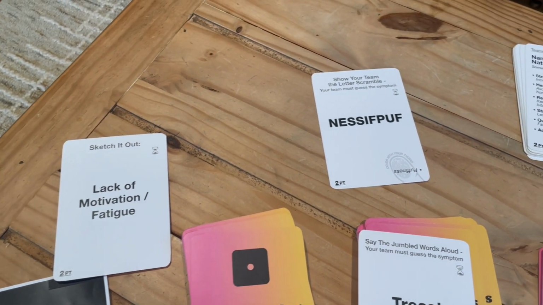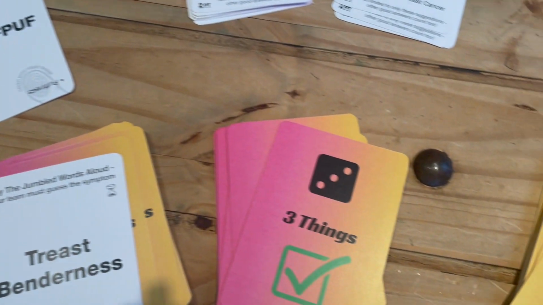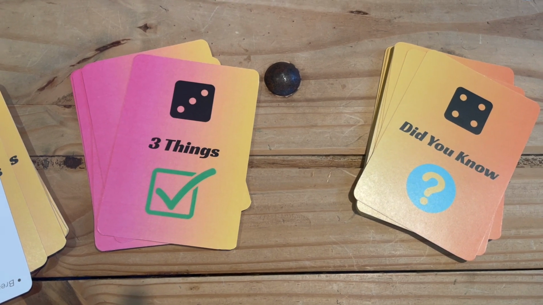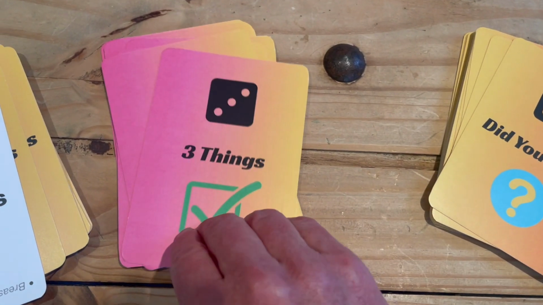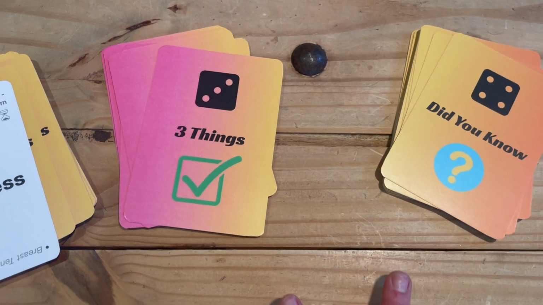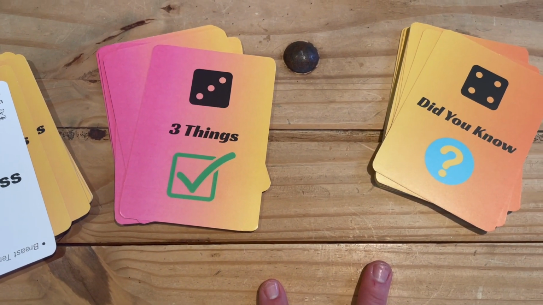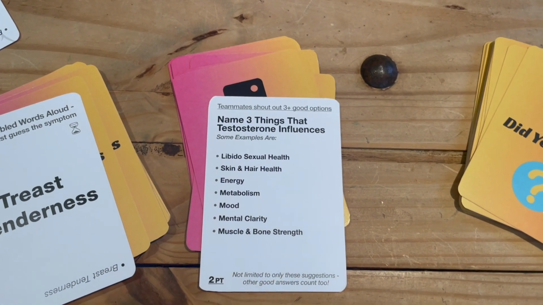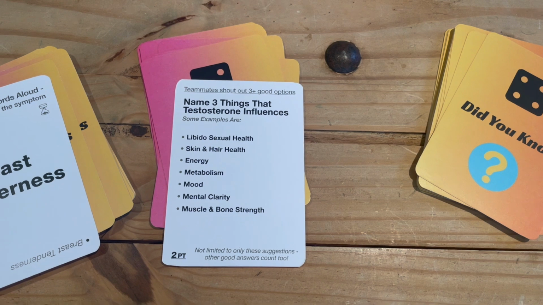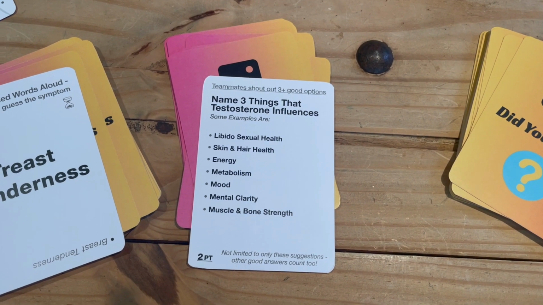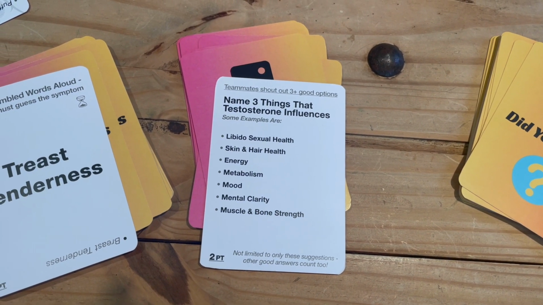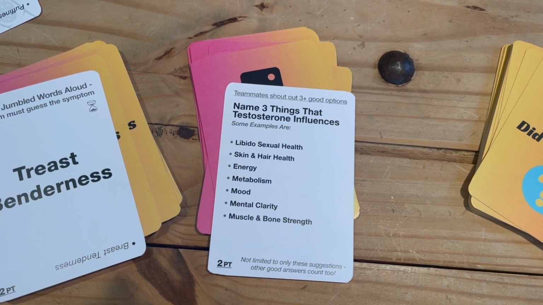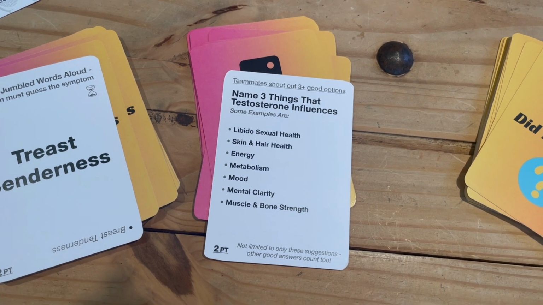And then we have the categories of 3 Things and Did You Know? So in the 3 Things category, both of these categories have more of a learning component to them. And so 3 Things, for example, name 3 things that testosterone influences. So I've provided a list of more than 3 things, and there are even more that could be given as valid responses, but your teammates will shout out 3 things.